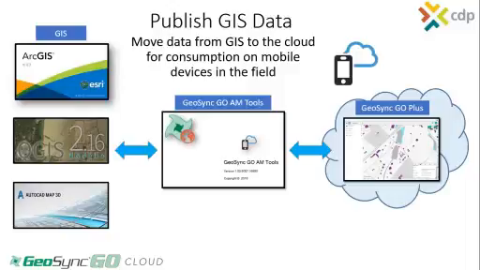But if we move ahead with our discussion today on publishing GIS data, when we talk about publishing data, we mean to move data from the GIS to the cloud for consumption on mobile devices in the field. And we have the diagram. You can see the different GIS software on the left. And that data flows into AM tools, which flows into the cloud in GeoSync Go Plus.